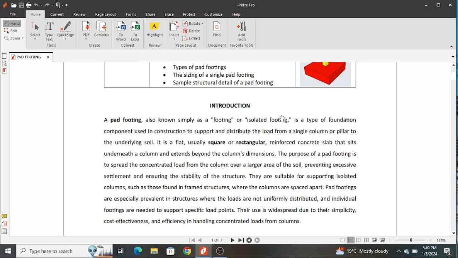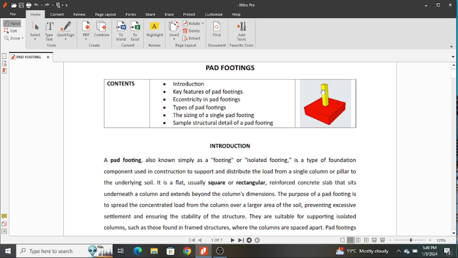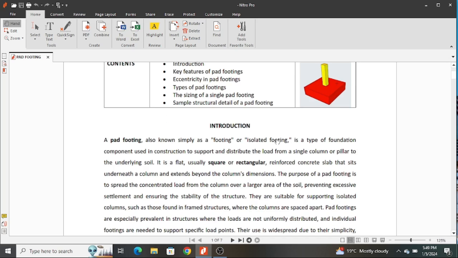Generally, we normally call it a footing simply like that, but there are different types of footings. That is why we need to attach the word pad, or sometimes we call it an isolated footing. That is a footing on its own, just as shown in this picture here. This is a type of foundation that we use in construction to support and distribute loads from just a single column to the underlying soil. The work of footings is to distribute loads from our structures to the soil. So that is what a pad footing does, and in this case, it is going to distribute load from just a single column.